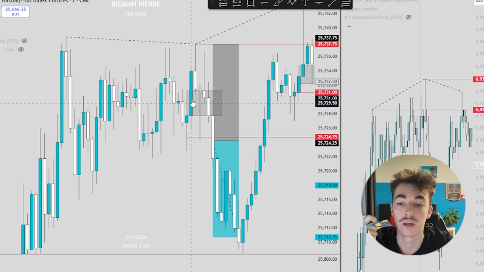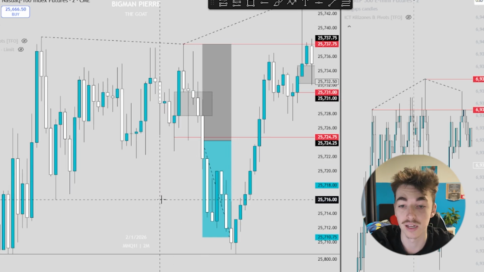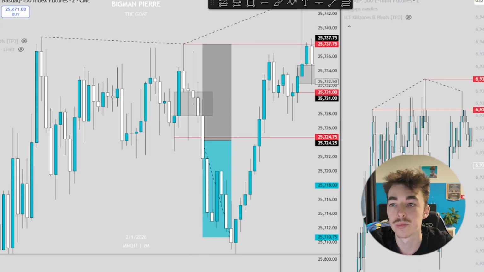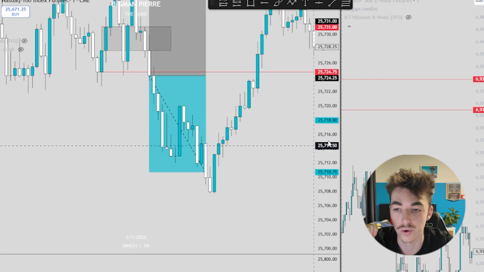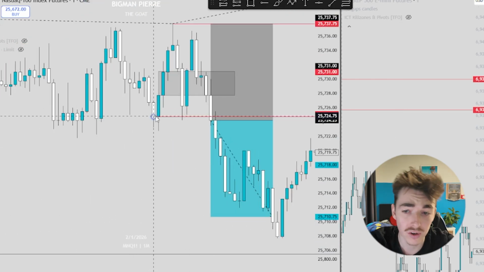Next, I mark out my fair value gap. On the 2 minutes right here, we have a super clean fair value gap. I want to see that being inversed. And then on the 1 minute time frame, I want to see a 1 minute CIZ. This was our last low before we created a new high.